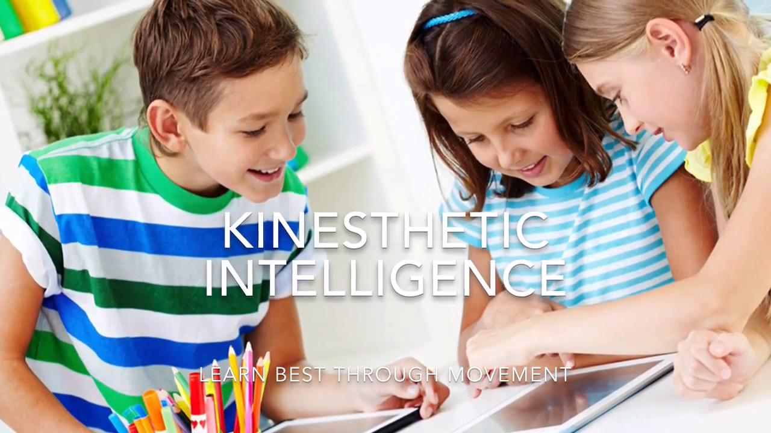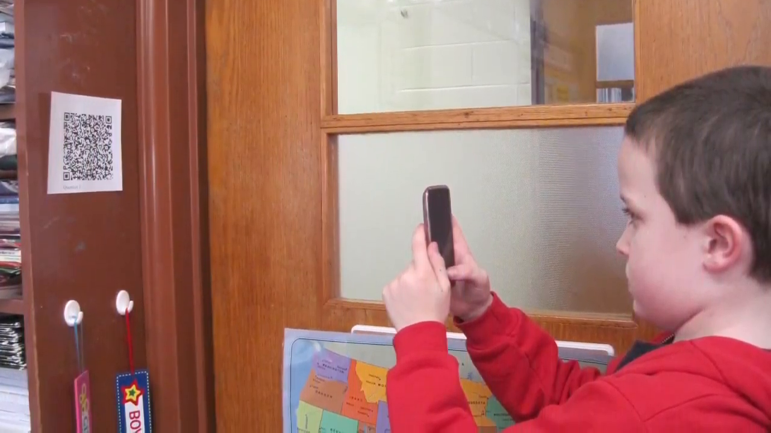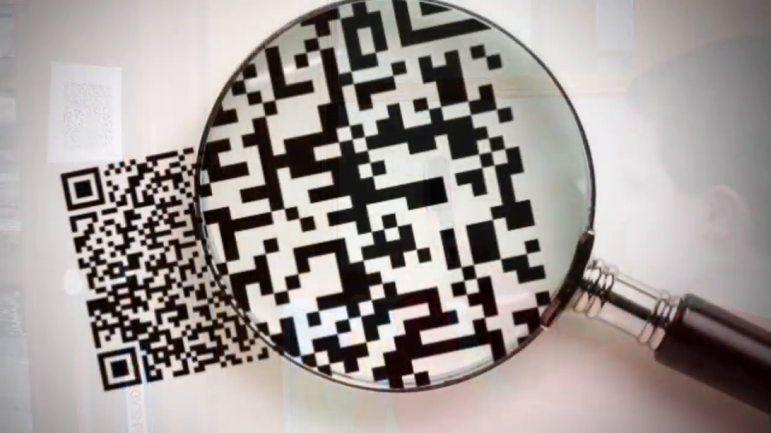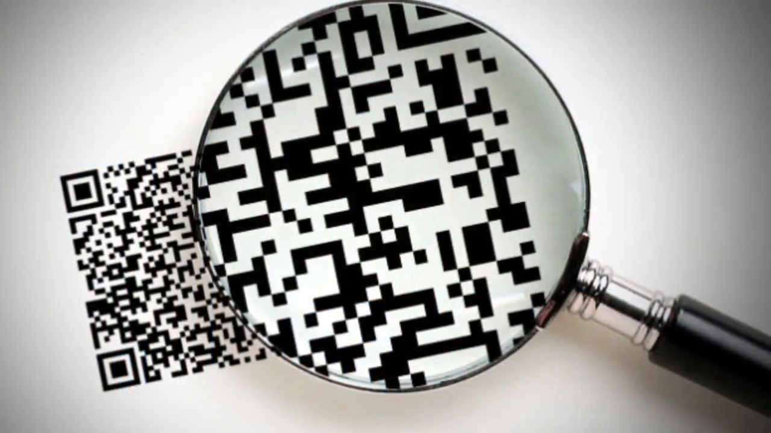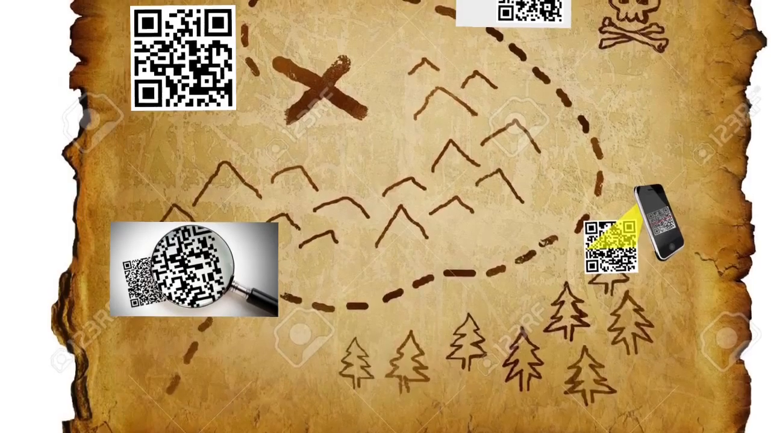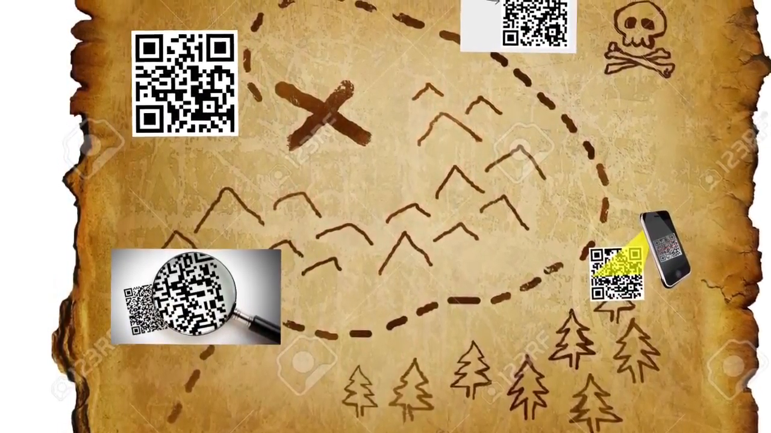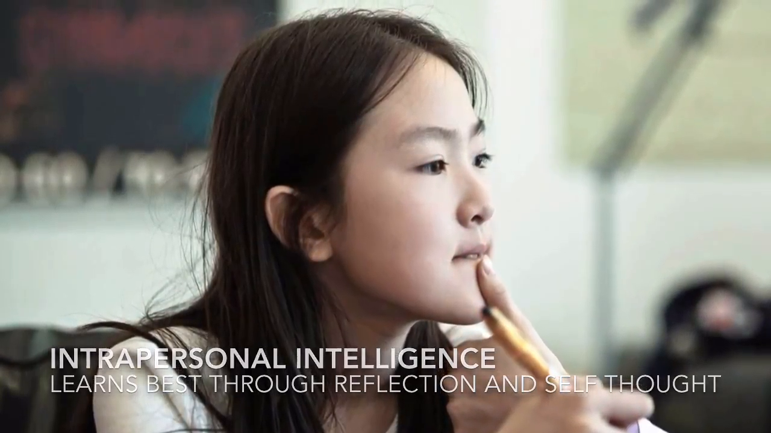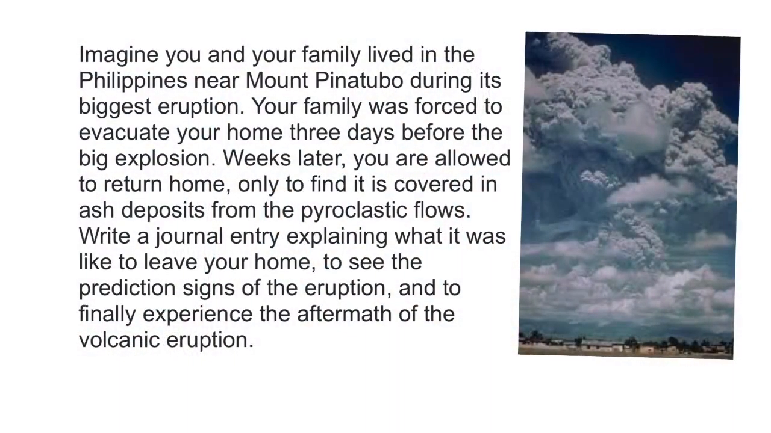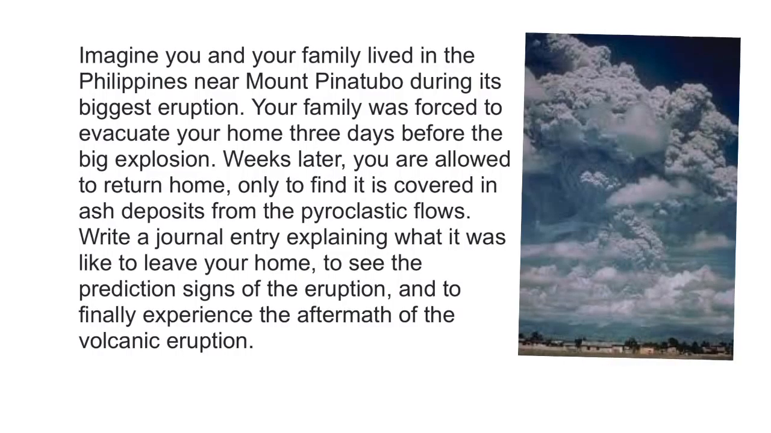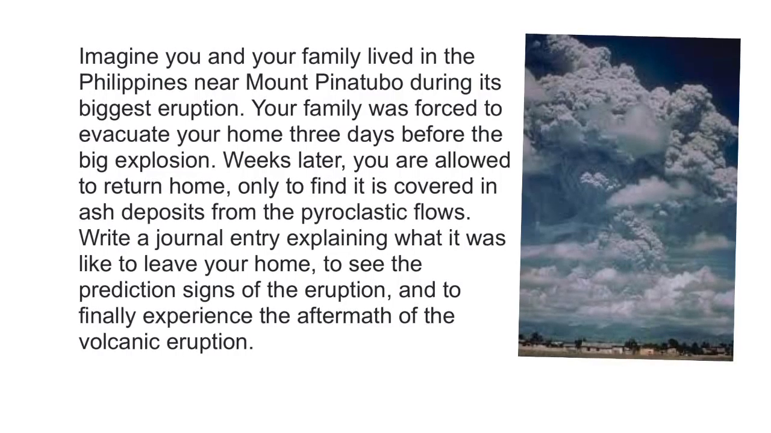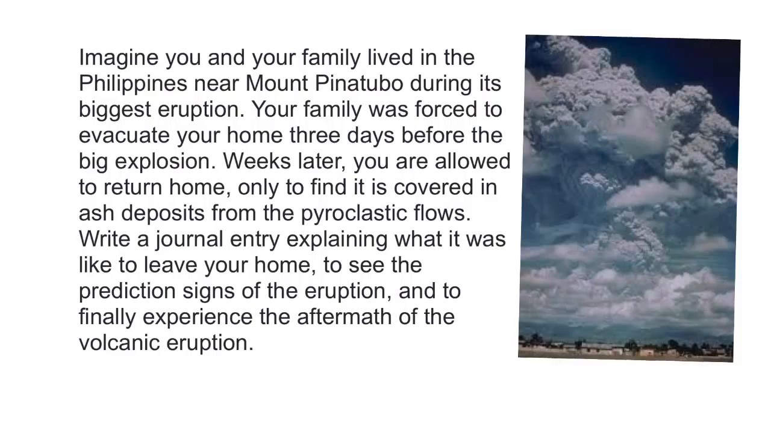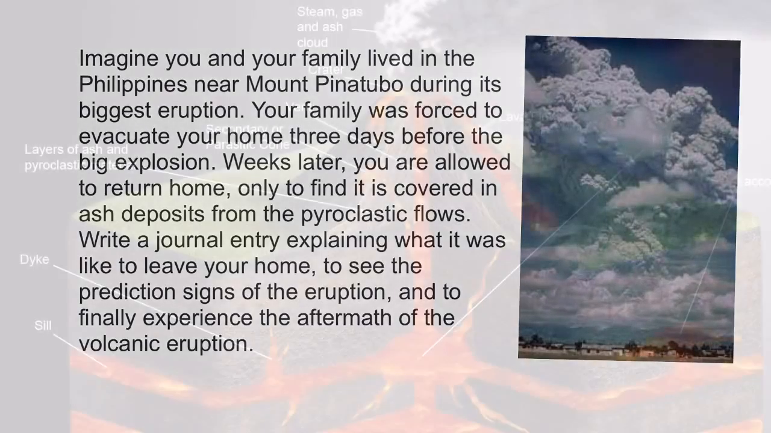Students that have kinesthetic intelligence and need to move around will be happy to participate in a QR code scavenger hunt. Students will use QR codes and a scanning app to answer questions about volcanic activity as they are guided around the class. Students with intrapersonal intelligence will be engaged by writing a reflective journal entry from the perspective of someone who lived near Mount Pinatubo during its eruption. This will synthesize key concepts of eruption and tie it to personal experience.